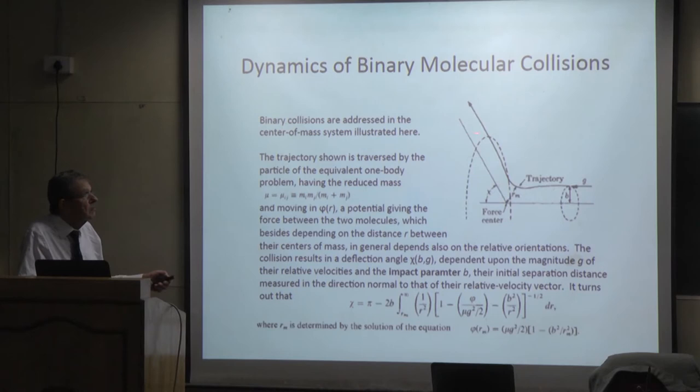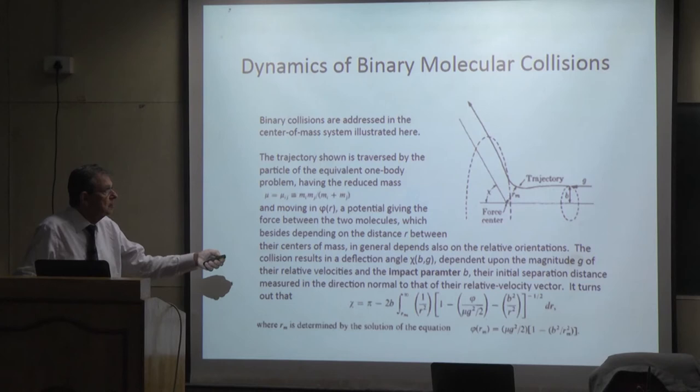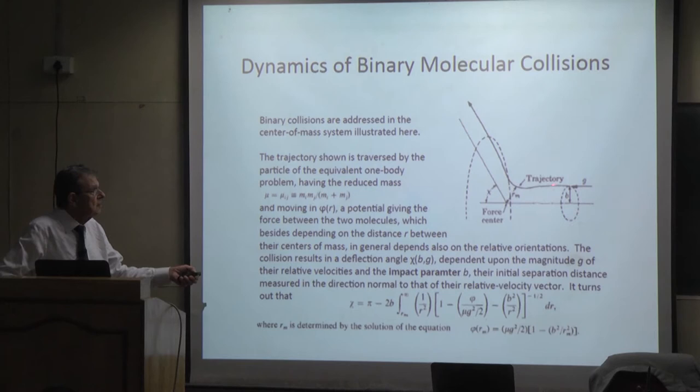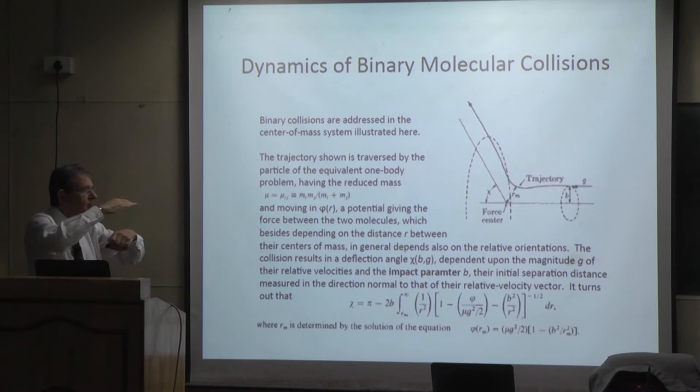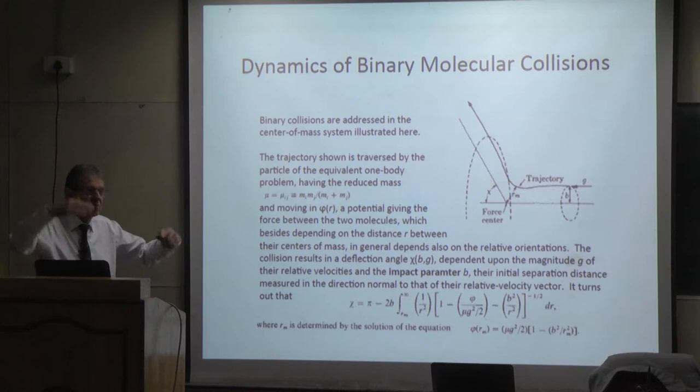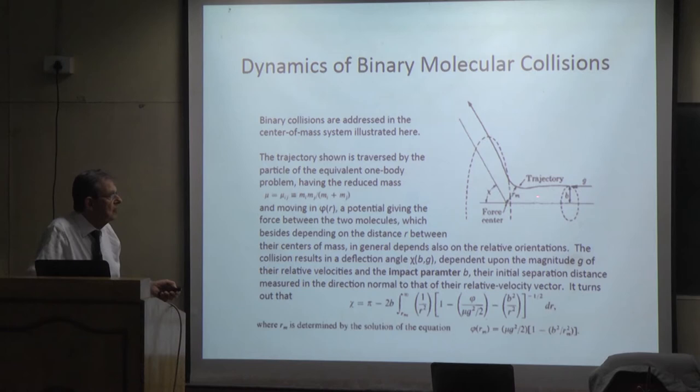motion in that system involves two parameters, which is the relative velocity that they're approaching each other, this g, the relative velocity of the two molecules in the center of mass system, and how much they would miss each other by if there was no potential between them, the so-called impact parameter, the distance between the lines of centers of the lines of the velocity vectors of the two molecules. So there's the impact parameter B and the relative velocity G, which defines the nature of the collision.